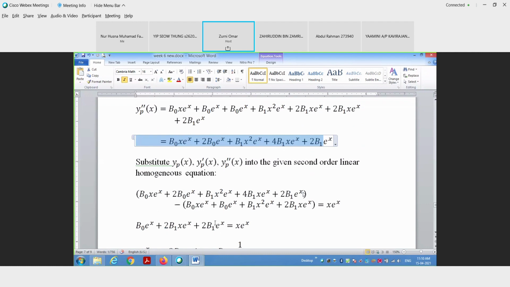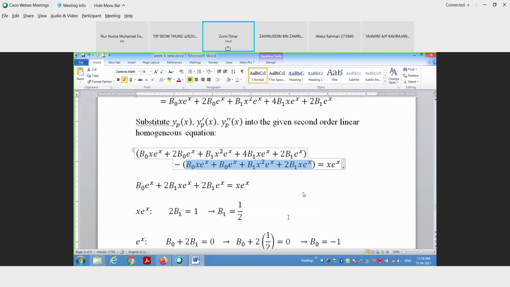Okay, Yp prime is equal to x e^x. Then you reduce and simplify all these terms. So you have b0 e^x, because b0 x e^x and minus b0 x e^x cancel. Then we have b0 e^x plus 2b1 x e^x plus 2b1 e^x. You simplify this and you will get that. This expression is equal to x e^x.